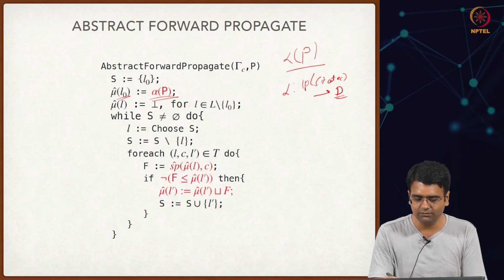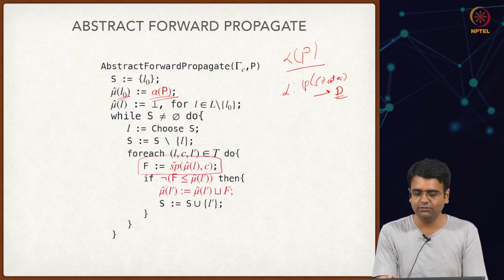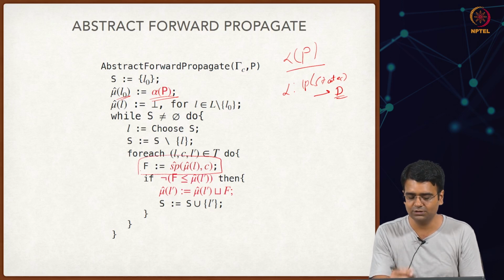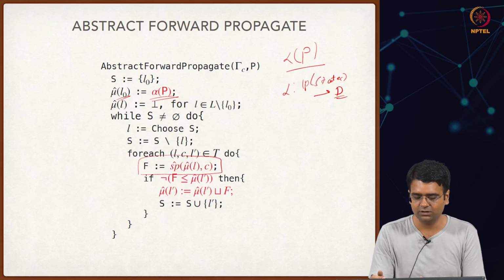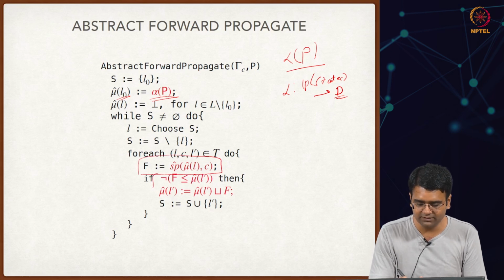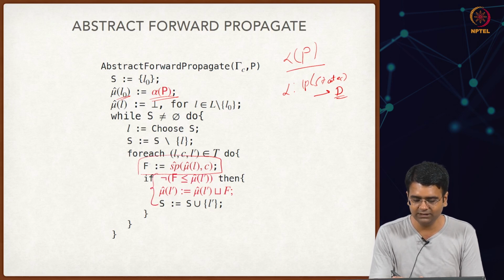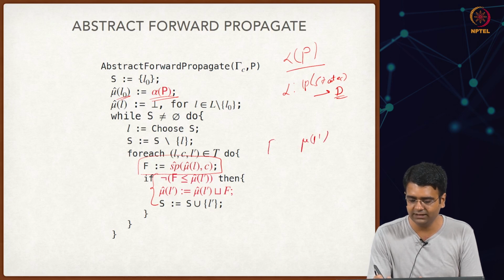The rest of the algorithm remains the same, except at this point, where instead of using the concrete strongest postcondition operator, I use the abstract strongest postcondition operator. Now there are two more interesting changes here. Remember that once I calculate this F, which is the new set of program states reachable at the location L prime, I need to ask whether mu of L prime already contains F or not. So essentially I am asking whether F, a set of program states, is contained inside mu of L prime.